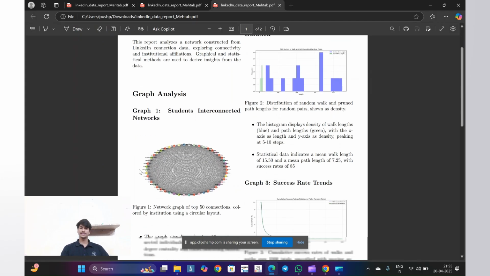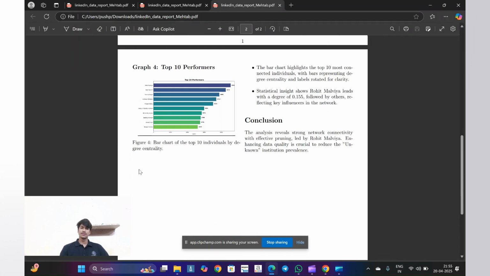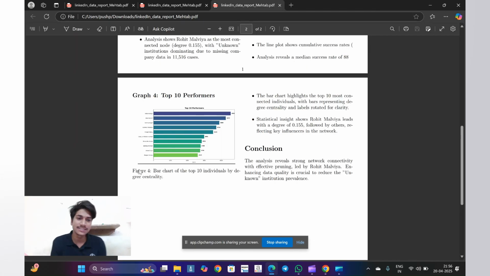In graph 4, we can see the top 10 performers, meaning the students of Sitare University who have the most connections. This bar chart highlights the top 10 most connected individuals, with bars showing the degree centrality and the labels rotated. It shows the top 10 performers, that means the people who have the most connections.